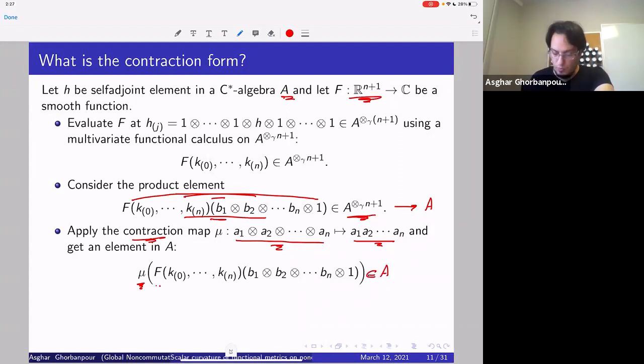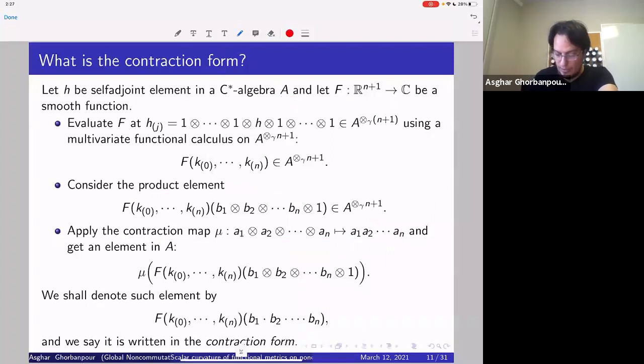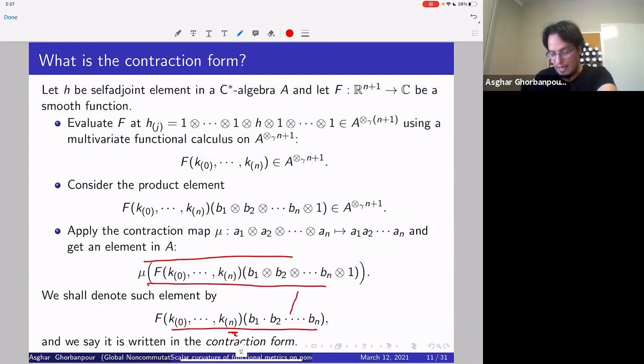So this one was, and from this point on, when you see that I'm writing this thing here, this will be the meaning of this one up there. So it means that first I have this tensor form, I have this functional calculus applied on tensor powers of A, and then we multiply, and then we contract.